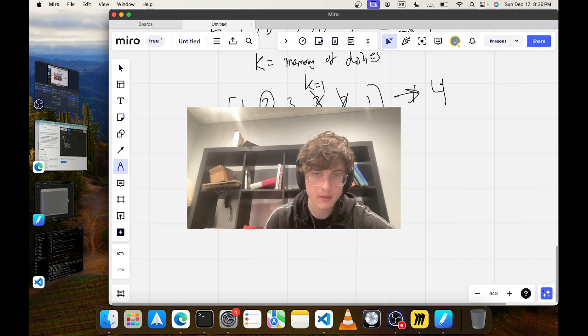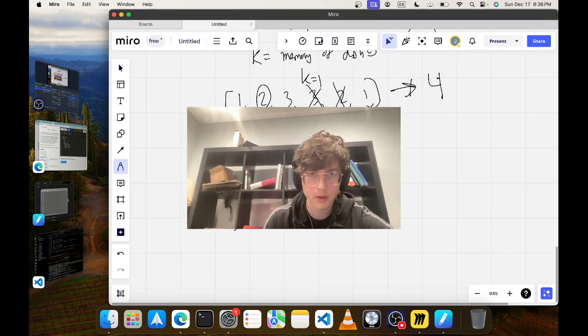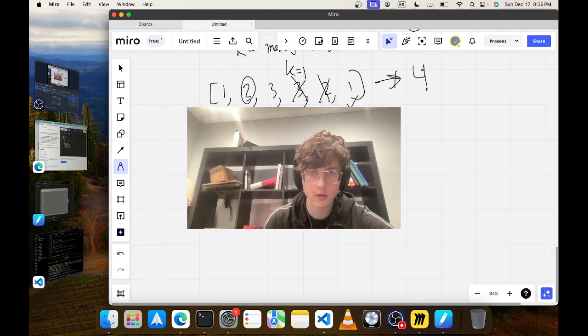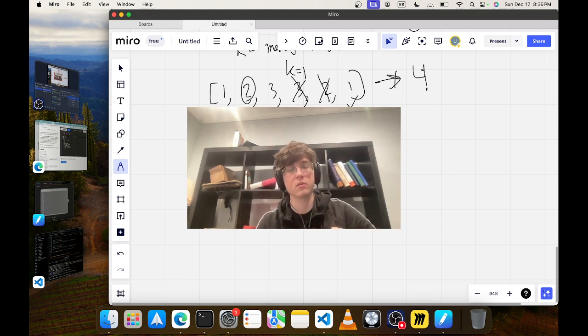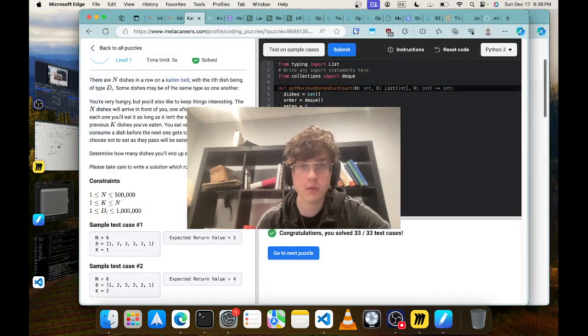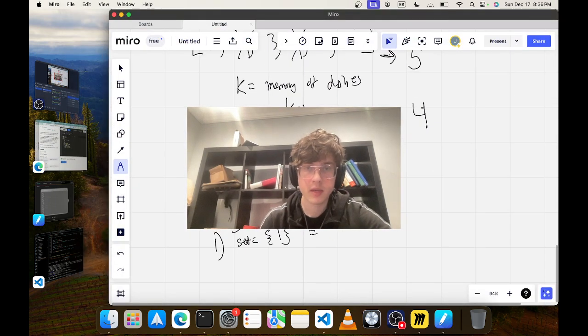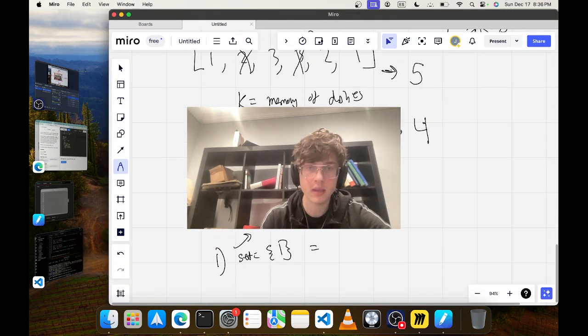You eat dish 1, you add it to the set. So after step 1, your set is number 1, and then your queue or your deck has 1. The set is going to store which dishes you have eaten, and the queue is going to store which dishes, in the order you ate them. So in this example, when you get to the 1, you did eat the 1 in the beginning, but you've eaten the 2 and the 3, and your memory is 2. So by the time you get to this 1, you've pushed the 1 out. Hopefully that makes sense.